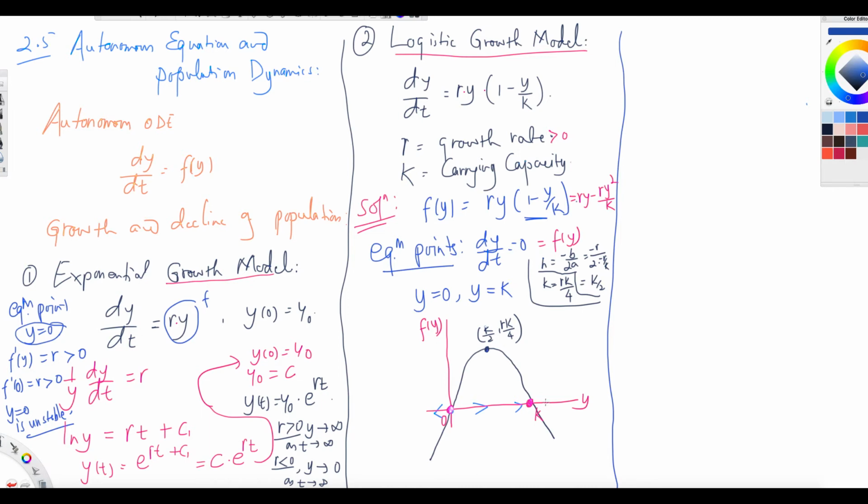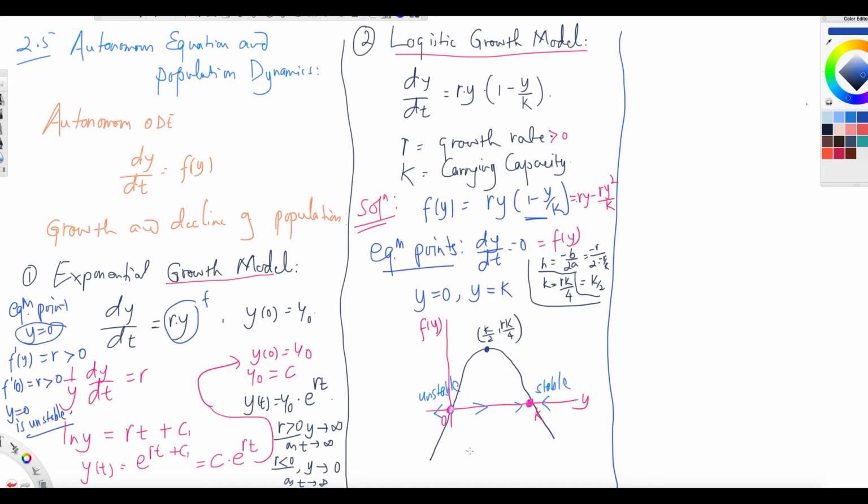How about if you pick a value that is bigger than k? Let's say if you take bigger than k, then the graph of f of y is below. That means f of y is negative. So f of y negative means dy over dt is negative. dy over dt negative means y will be decreasing. So it will go like this. Okay. So it looks like 0 is unstable, right? Unstable. And then k is stable.